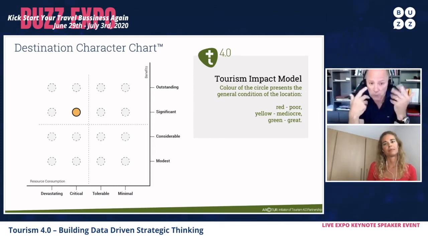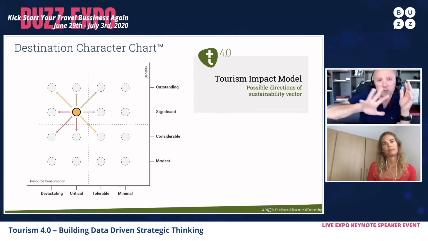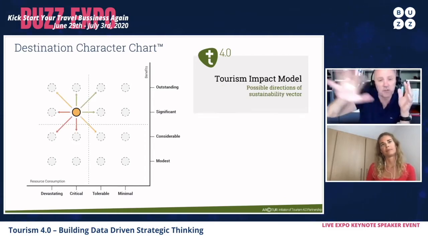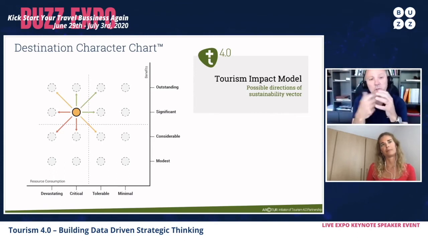Okay, what do we want to do? Everybody would like to move to the upper right corner, right? To be a champion.